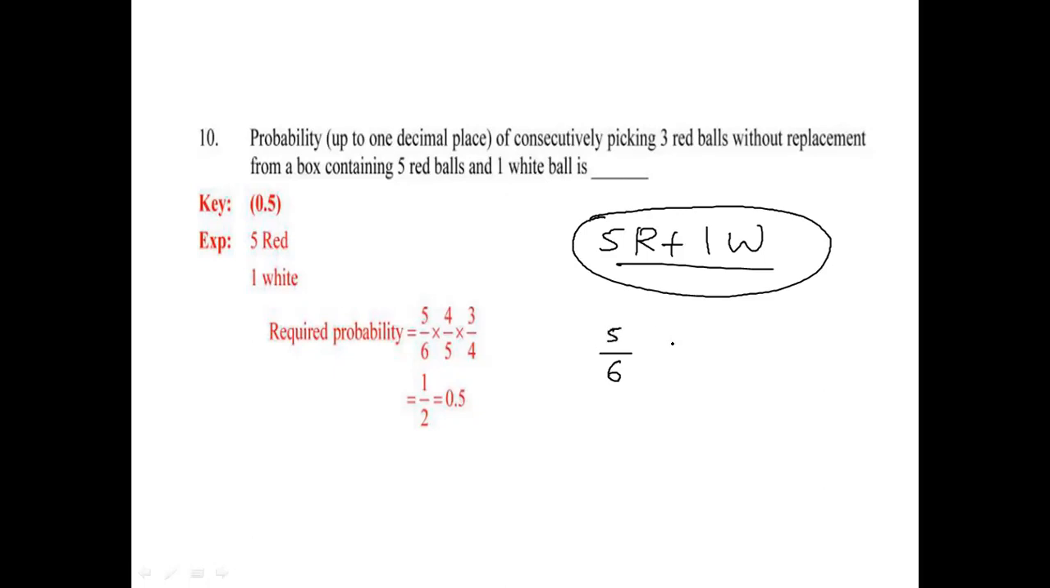The probability that the first ball drawn is red is 5 by 6. After that, 1 ball is taken away. We are remaining with 5 balls, 4 red and 1 white. And the second ball being red is 4 by 5. After 2 balls have been drawn, we are left with only 4 balls. Out of 4, 3 are red and 1 is white, and the probability that the third ball is red is 3 by 4. As such, the answer is 1 by 2.